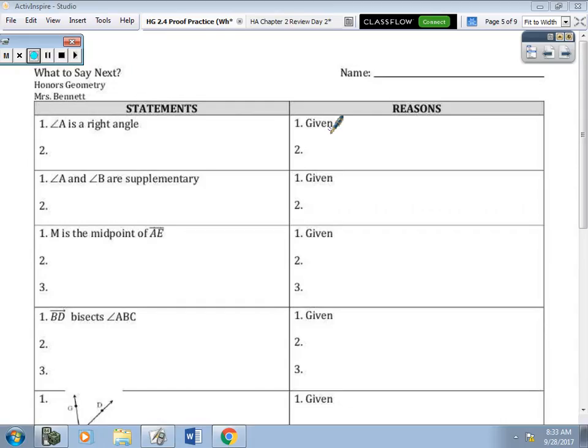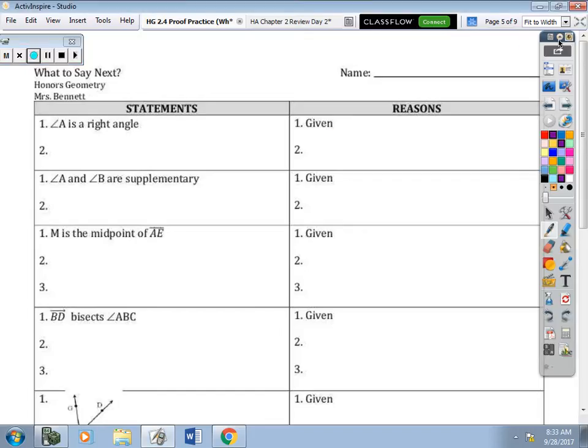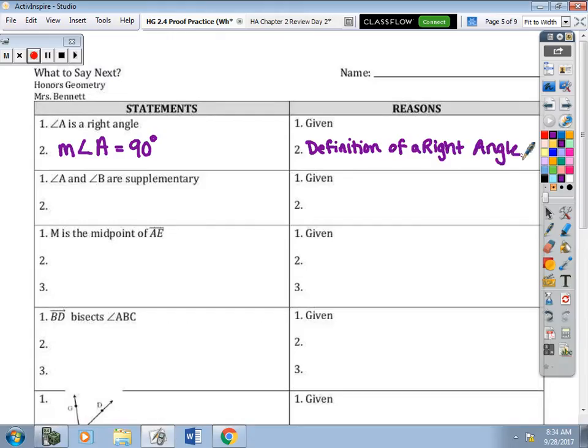Brett? The measure of angle A equals 90 degrees. Yes. You even said measure. Again, what's the definition of the word? A right angle has a measure of 90 degrees. So this would be the definition of a right angle. And again, you are more than welcome to abbreviate definition, DEF. Angle, angle symbol, shortcut.